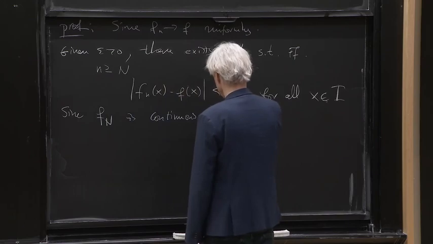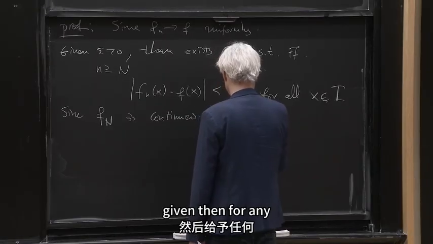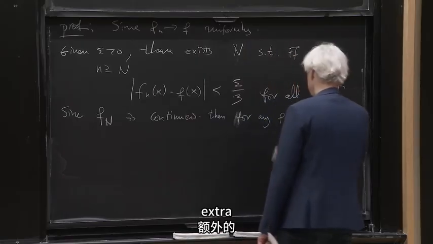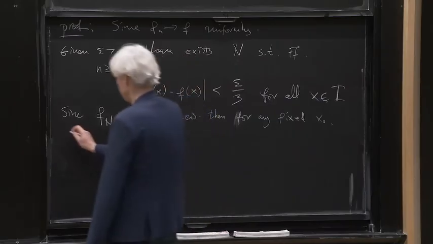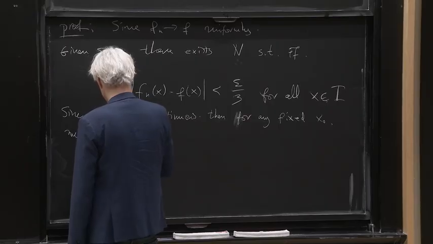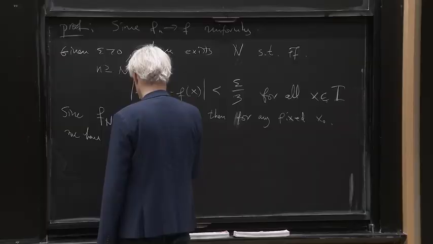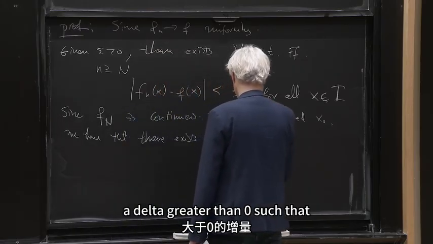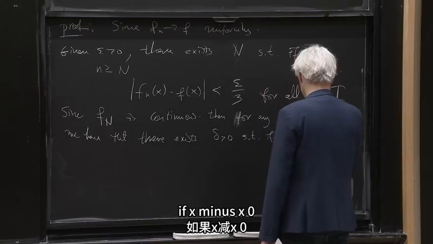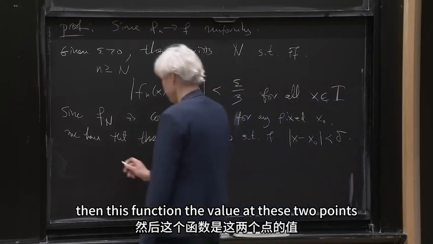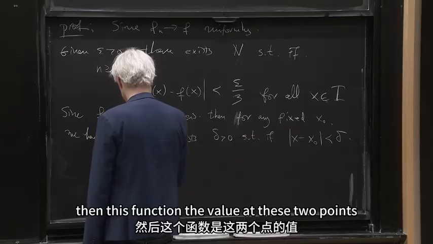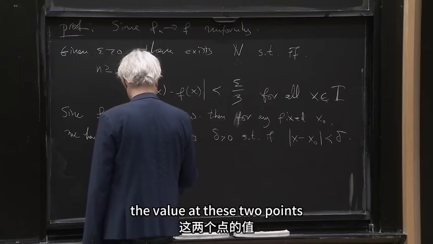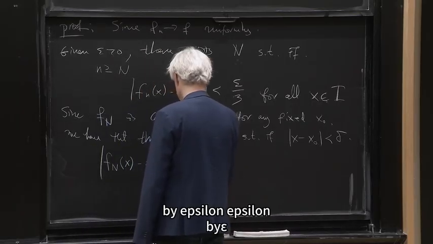Then, given epsilon, for any fixed x0, we have that there exists delta greater than 0 such that if |x minus x0| is smaller than delta, then the value of this function fn at these two points differs by at most epsilon over 3. So this is for the fn.